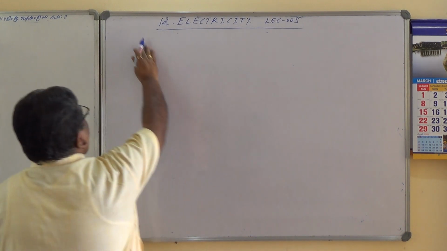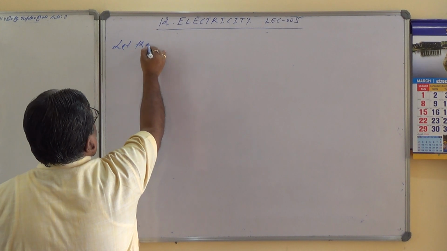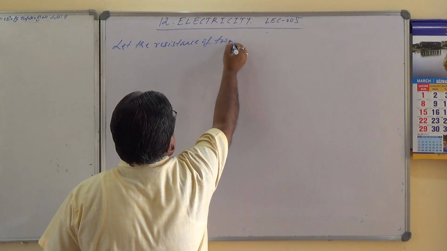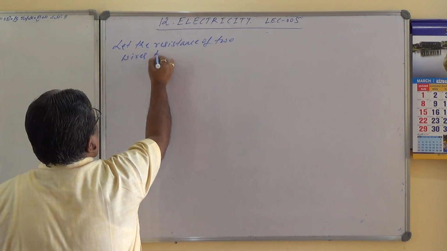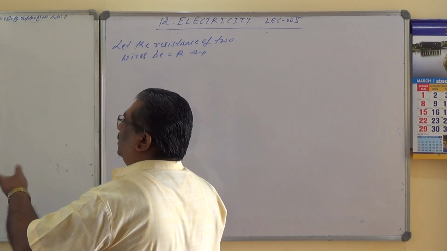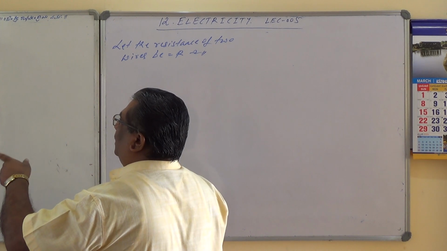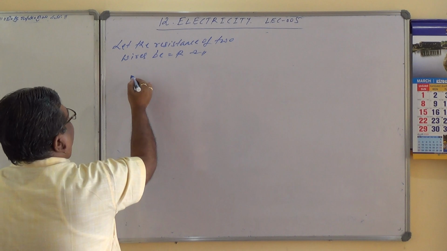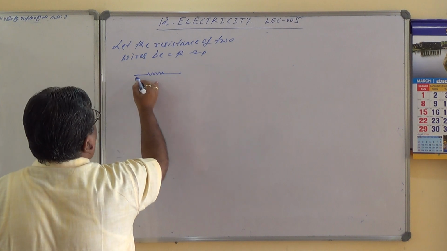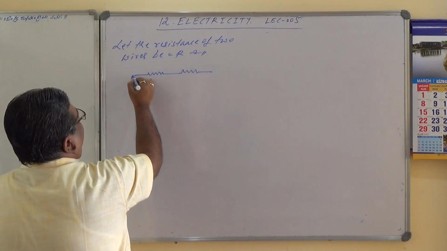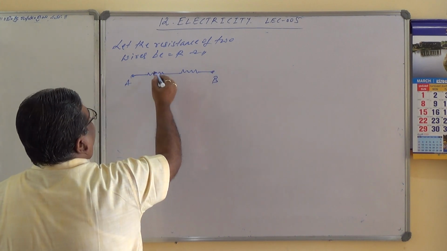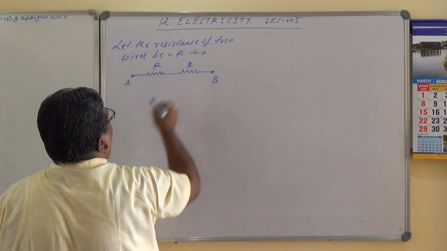So let the resistance of the two wires be R ohms. Those are first connected in series and then in parallel in a circuit. So across the same potential difference between A and B, first those are connected in series. So this will be R and this will be R.